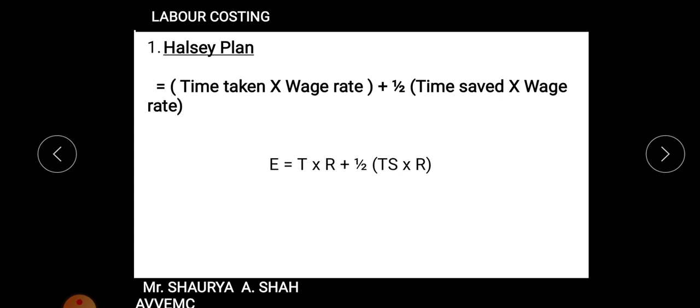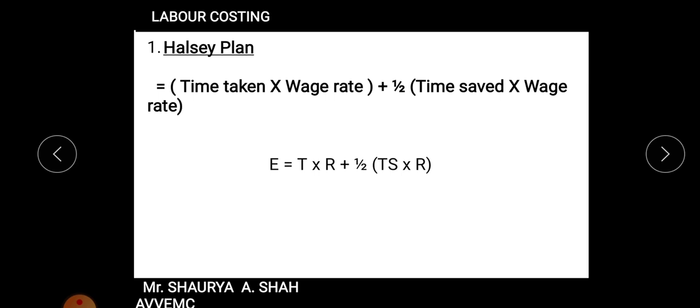So if the worker has completed a 10 hours job in 8 hours, what wage will we be calculating? Suppose the total job allowed time is 10 hours, he has completed it in 8 hours and the wage rate per hour is 3 rupees, right? So time taken 8 hours into 3 rupees plus half into time saved 2 hours into wage rate 3, right? So on and so forth you can calculate the wage according to the Halsey plan.